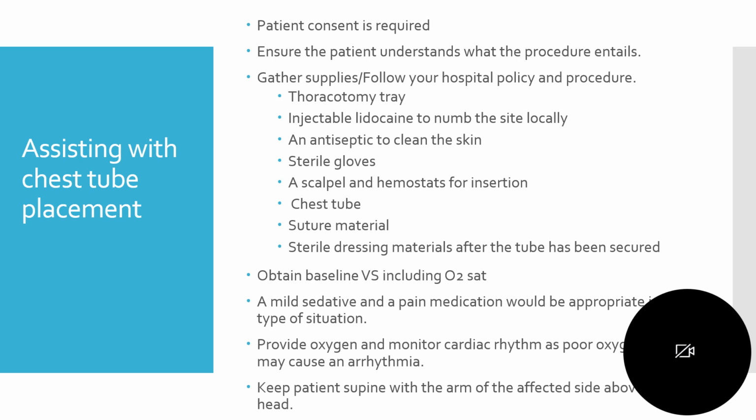You're going to get some lidocaine for the physician to inject the area where he's going to make a cut and then insert the chest tube. You will also need an antiseptic, sterile gloves, a scalpel, hemostats for insertion, an actual chest tube, and suture material, because once the chest tube is placed in, it needs to be held in place, so they do that with sutures. Lastly, you need sterile dressing material to put over the insertion site.